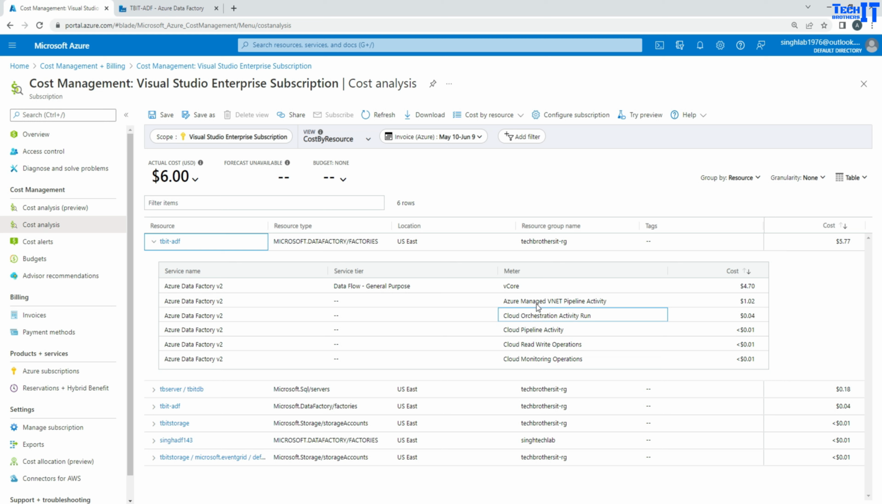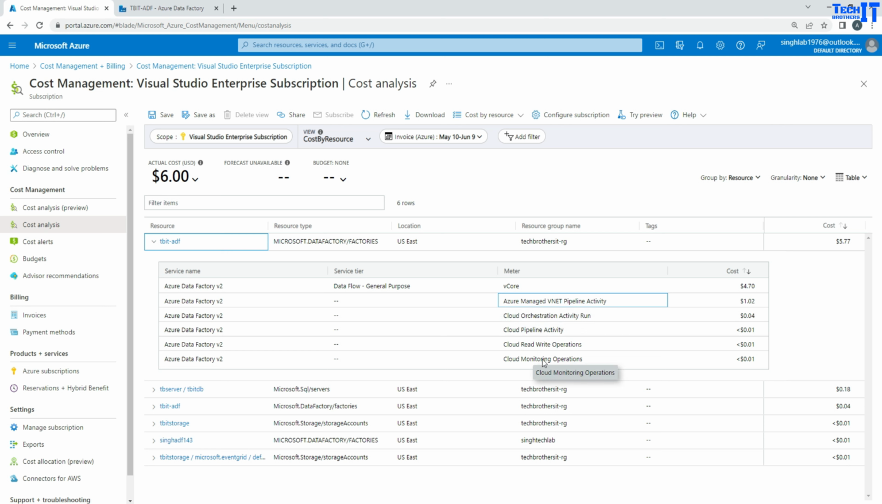Anyways, then you have managed VNet pipeline activity. So I created the managed IR, and that's what the charge is, $1. And then I have a data flow general purpose that I used, 4.70. Okay, this is all we are going to try to make sense of. In most of the demos I used copy activity, and in one of them I used the data flow, and in one I was using a private endpoint. That's where this charge you are seeing comes from.